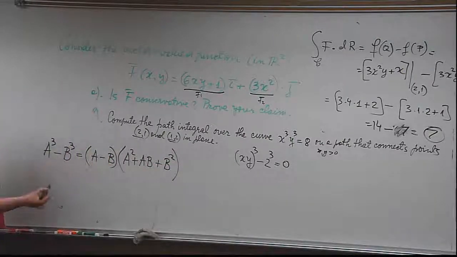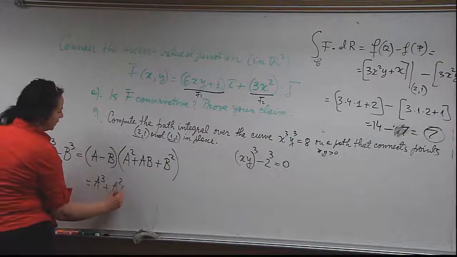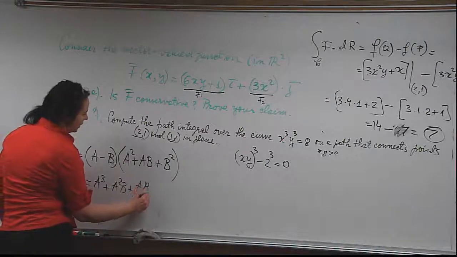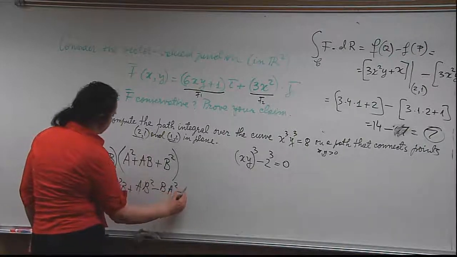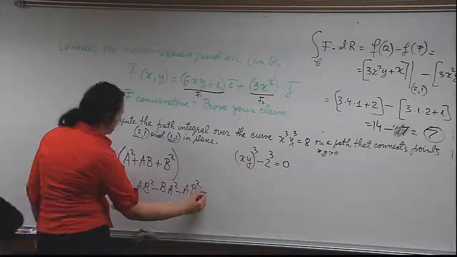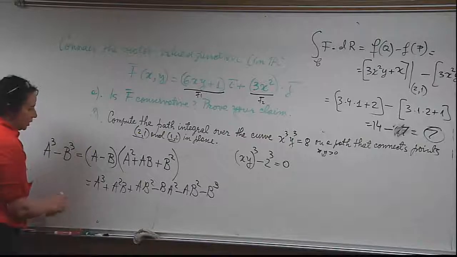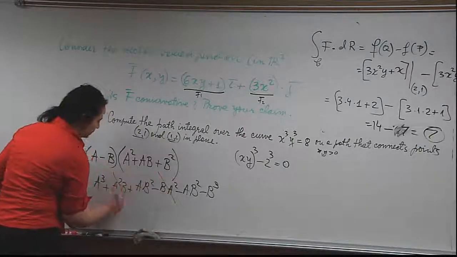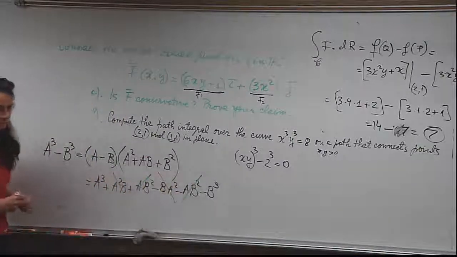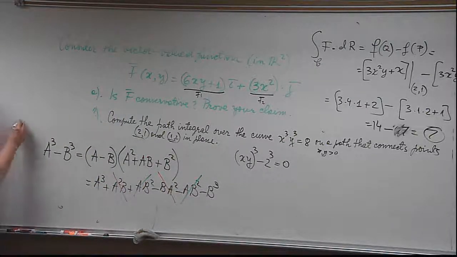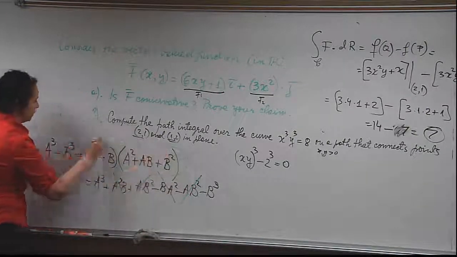Okay, I suppose you don't believe it. Let's prove this. Let's multiply: a cubed plus a squared b plus ab squared, minus ba squared minus ab squared minus b cubed. Do they cancel out? Yes. Cancel out and cancel out. Thank God, we proved it. Maybe some of you, nobody gave it to prove before.